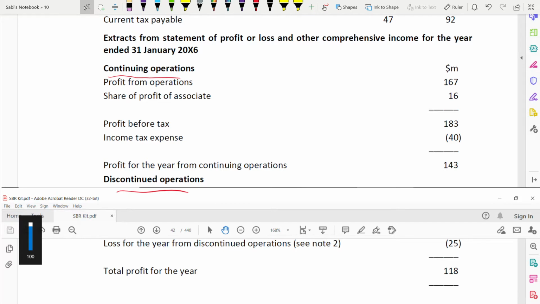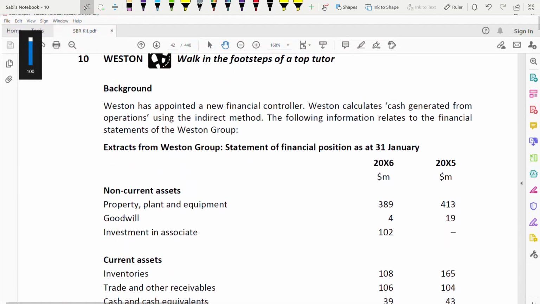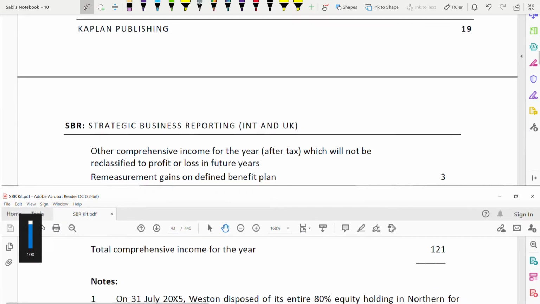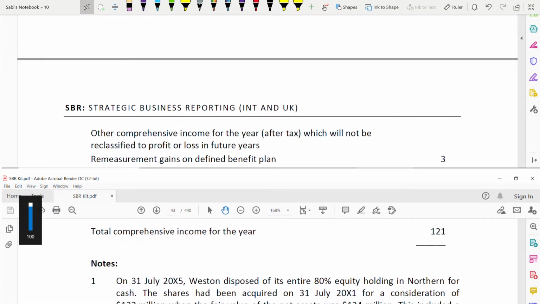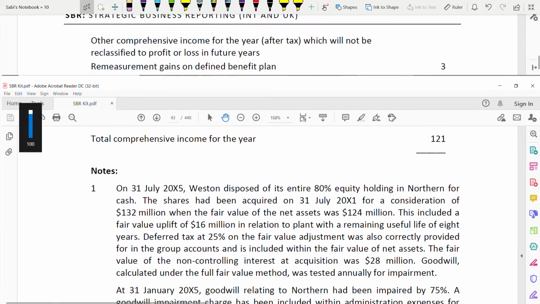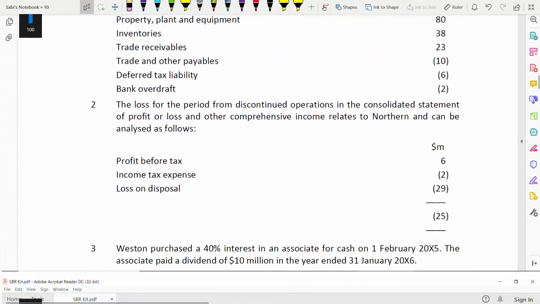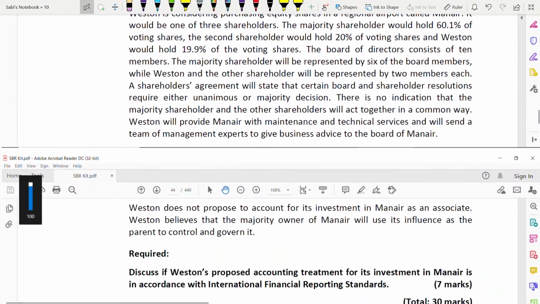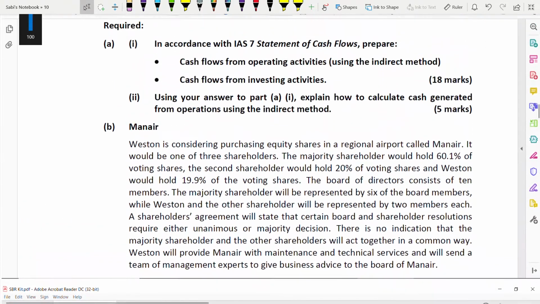Then we have a note 2, and where is the note 1? It's not given. Then other comprehensive income which will not be reclassified to P&L, we have the remeasurement gains on defined benefit plan, and then we have the total comprehensive income. Now there are some notes. Let us see how many notes are there. 5 notes are there, and then you have these requirements.